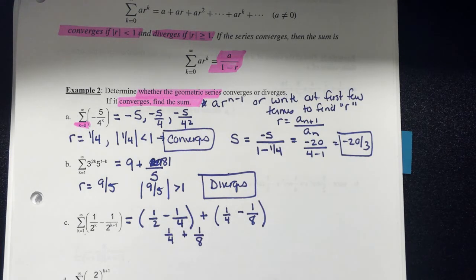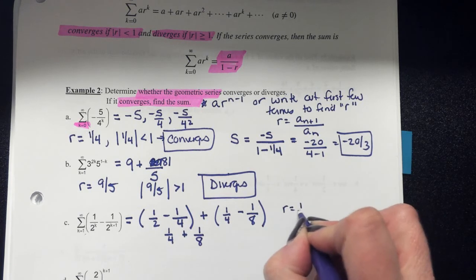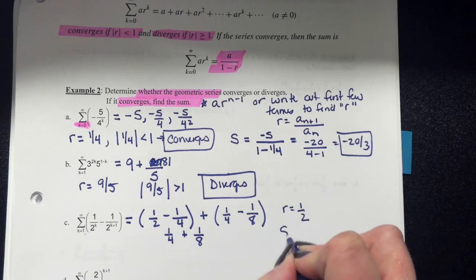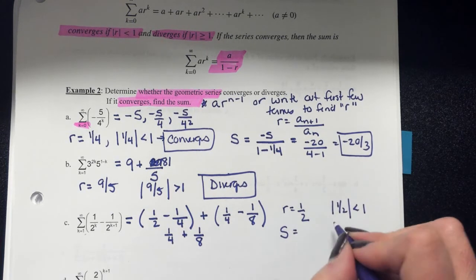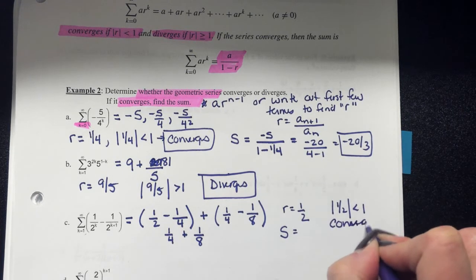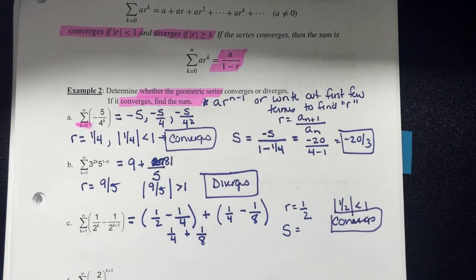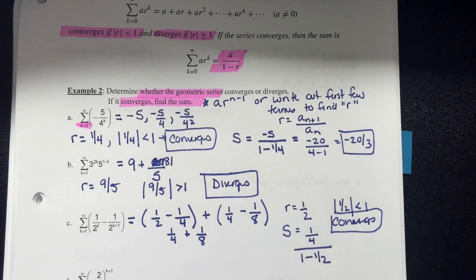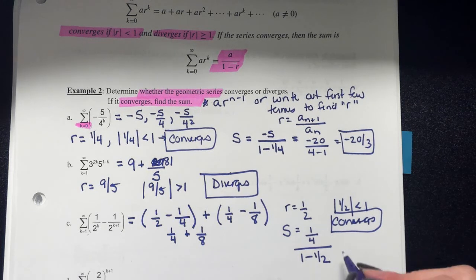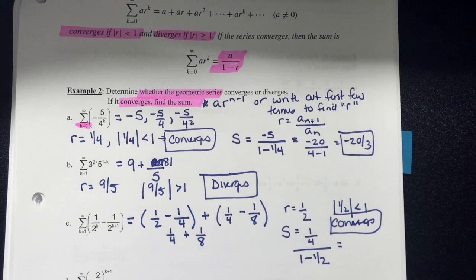So what's the common ratio going to be here? The common ratio is going to be 1/2. So to find the sum, because again the absolute value of 1/2 is indeed less than 1, I know that this series is going to converge. So then to find my sum, it's going to be 1/4 divided by 1 minus 1/2. So what is this going to converge to? What's the sum of this particular series going to converge to? It's going to be 1 over 2.